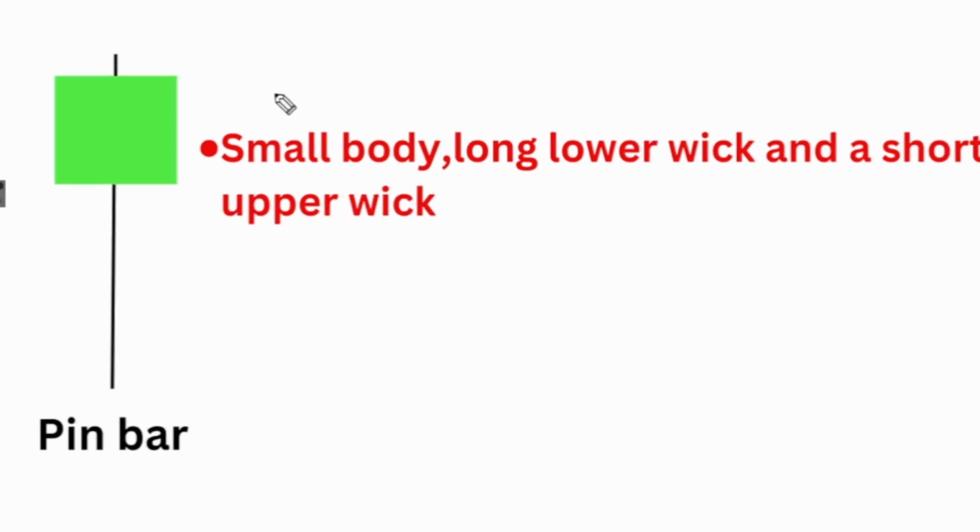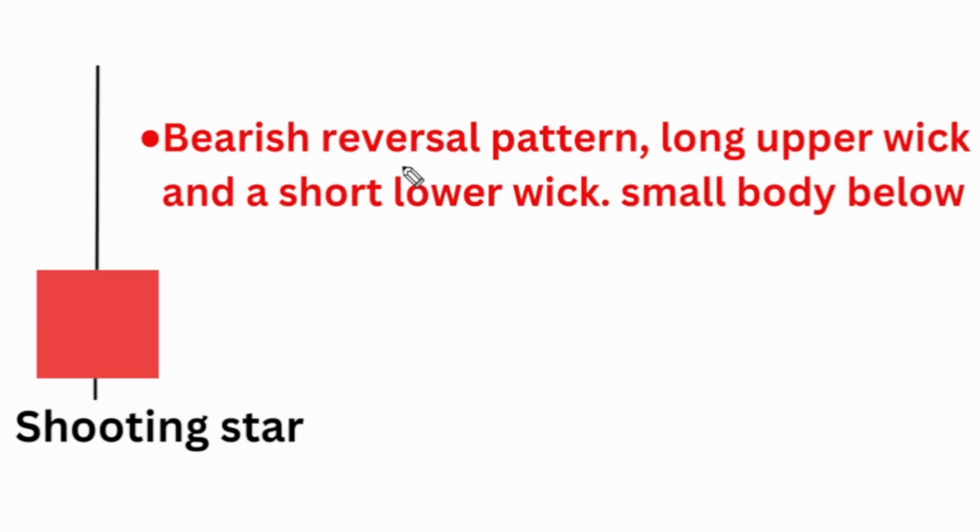Pin bar: small body, short upper wick, long lower wick, signals bullish reversal. Shooting star, bearish reversal pattern: long upper wick, short lower wick, small body below.